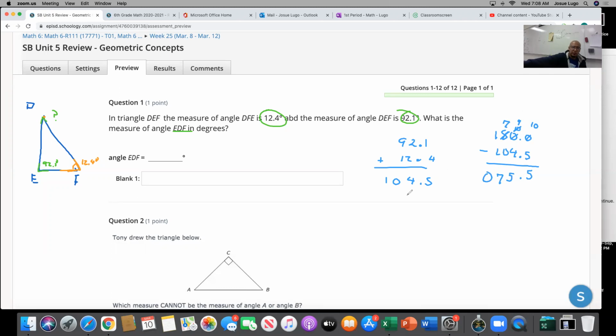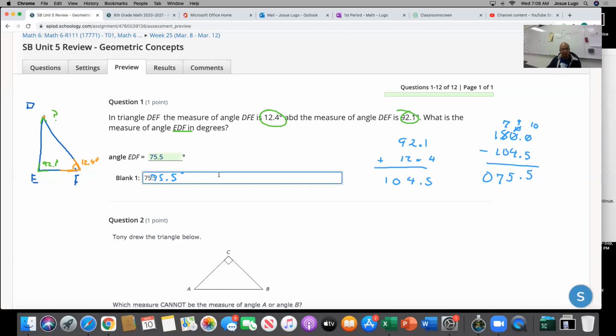75.5. If you don't believe me, I'm just going to double check really quickly with a calculator. So again, we have 12.4 plus 92.1, and of course that's 104.5, and so I do 180 minus 104.5, and yes, my answer is 75.5. Now in the review, obviously it doesn't matter, in the test you won't have access to a calculator. All right, so that would be the answer to that, 75.5. All right, let's move a little faster through the rest of these.